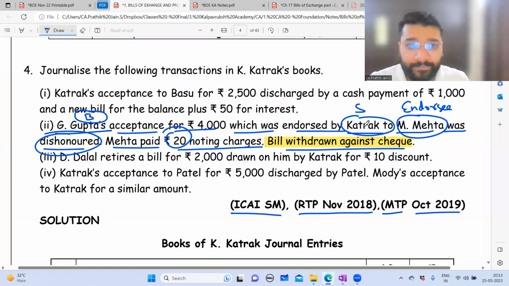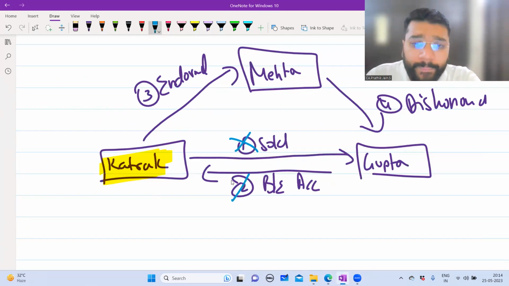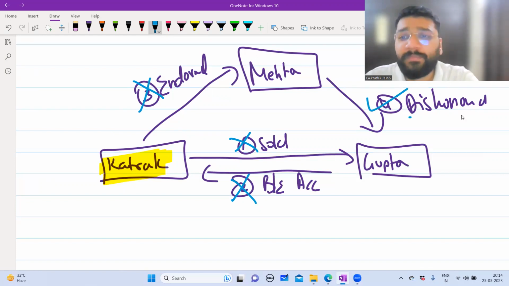Katrak. So now, what entry do you pass? This is a case of dishonorment entry, guys. So you don't have to write the sale entry. This is not required. Bill acceptance entry is not required. Endorsement entry is not required. Dishonorment entry is the main focus.